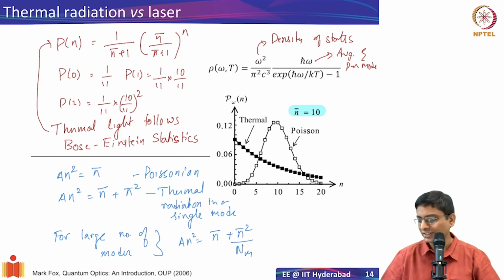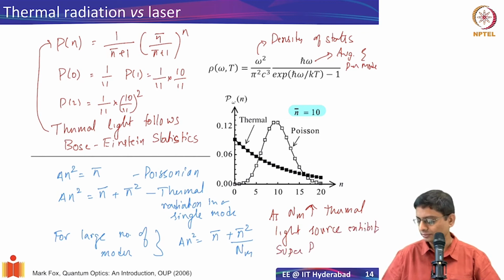If you have a single mode, this Bose-Einstein statistics will come into the picture. But as the number of modes increases, the thermal light source exhibits super Poissonian statistics.